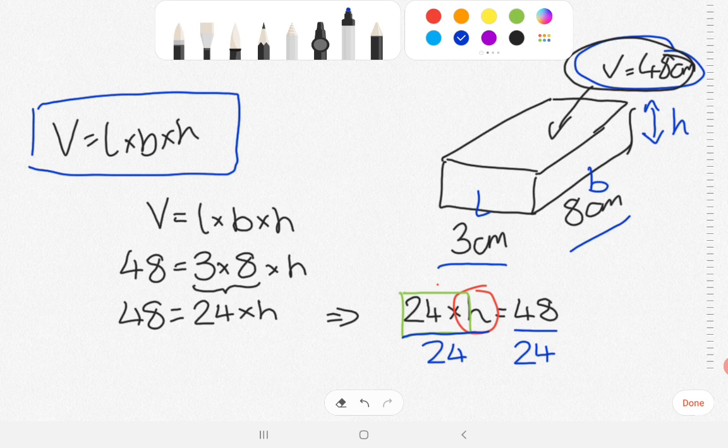If this said 6H, we would divide by 6. If it said 1,000,000H, we would divide by 1,000,000. It says 24H, so we divide by 24. When we do that, the 24s cancel each other out, which is why we're just left with H. And 48 divided by 24, how many 24s go into 48? The answer is 2. So that's how we would work out the missing number in that case.